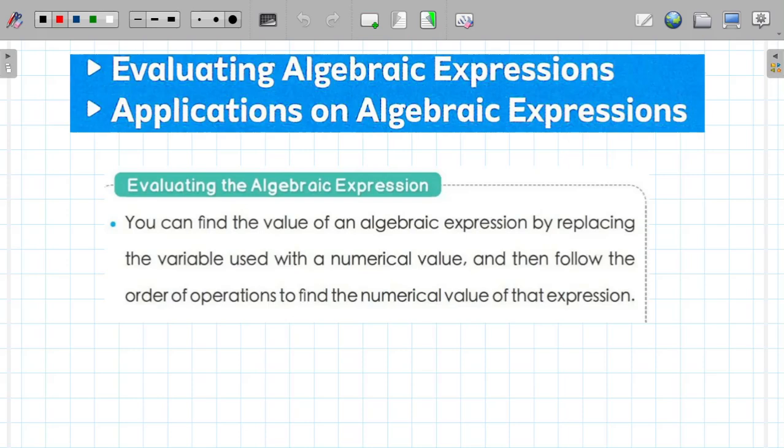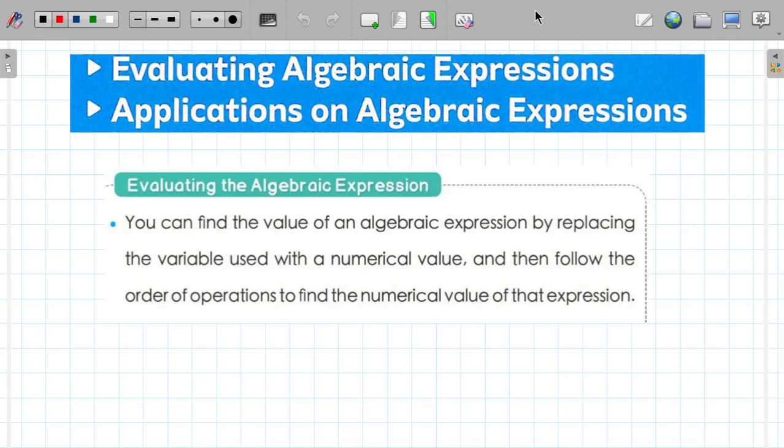So let's go. The first lesson is how to find the value of any algebraic expression, and it means that it gives me an algebraic expression and tells me to replace the variable or the letter with a number and then calculate the value of the entire expression. Of course, I may have more than one operation in the same expression, so I have to follow the order of operations that we learned in the previous lesson.